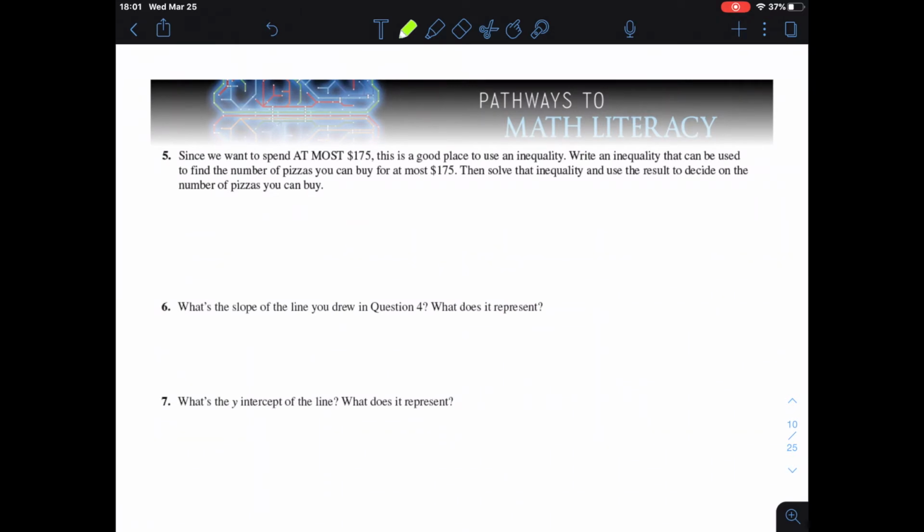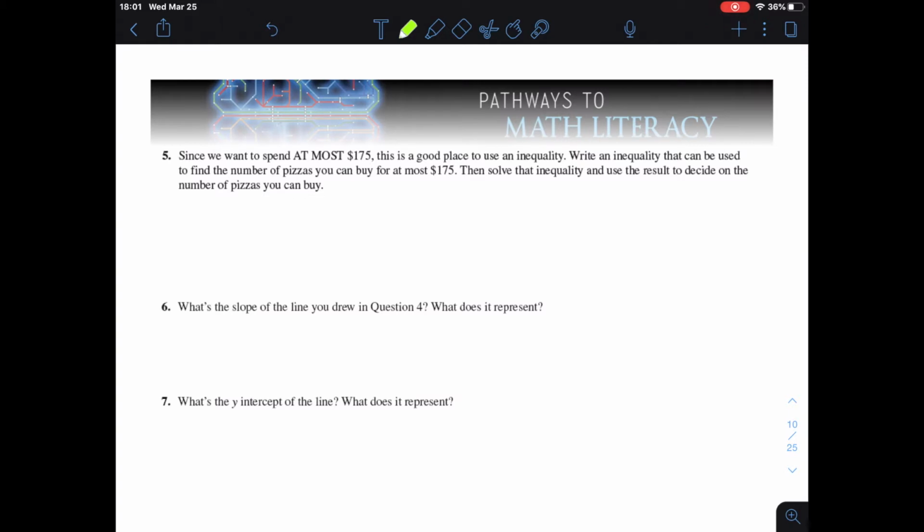Okay. So now let's get back to kind of working with this more precisely. We want to spend at most $175. So that doesn't necessarily mean I want to get the most amount of pizzas possible. It just means I want at most this to be my budget. Maybe I really only need like 10 pizzas. Will that work? Am I going to spend more than this quantity?